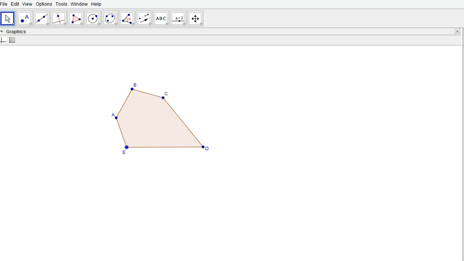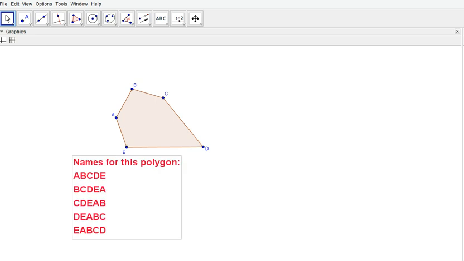Okay, now what am I going to call this pentagon? Can I call it Pentagon A? I don't think so. Let me show you the names. These are all the possible names for this polygon. I can call it ABCDE, BCDEA, CDEAB, DEABC, or EABCD.